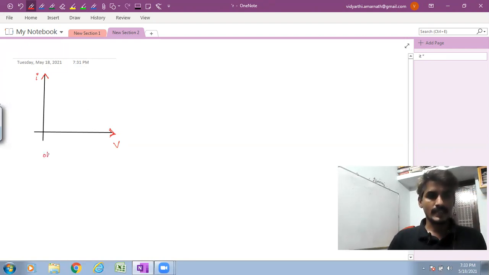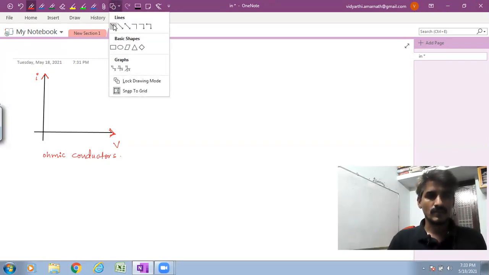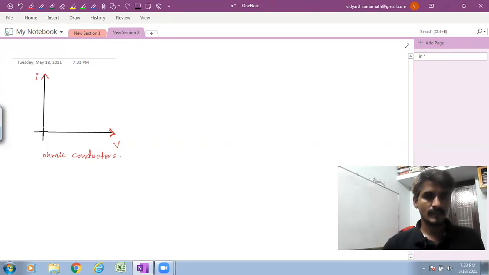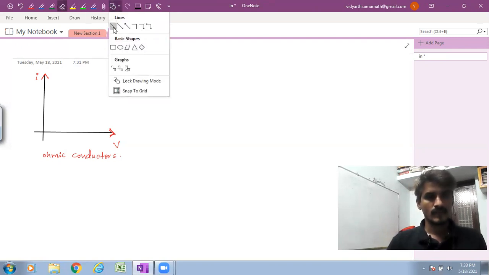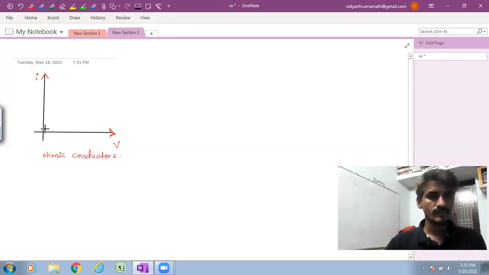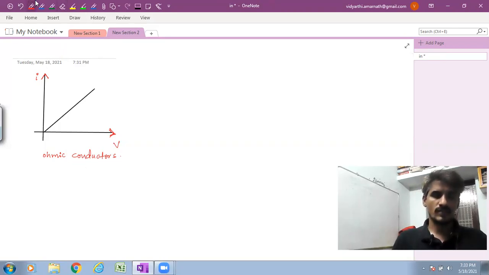Then for ohmic conductors, which obey Ohm's law, up to a particular value of potential difference we used to get a straight line in that graph. See here, that will be like this. Assume that it is passing exactly through the origin. Why is it passing through the origin? How can you say that?